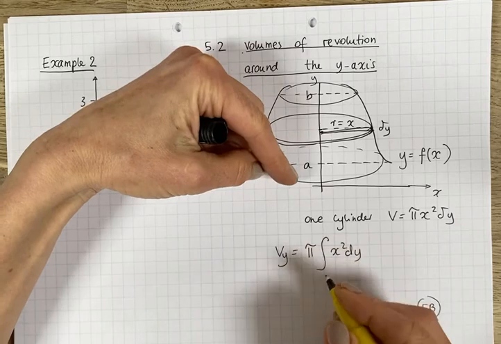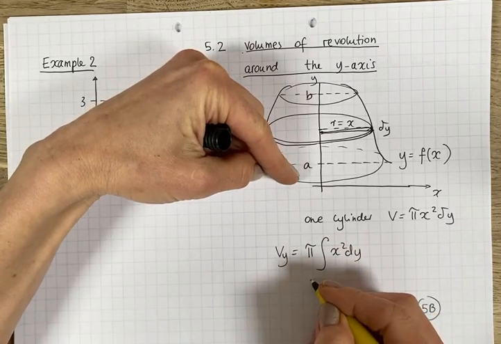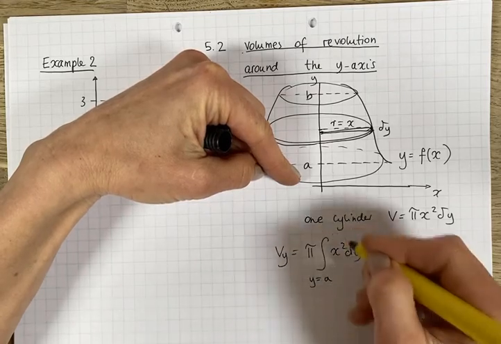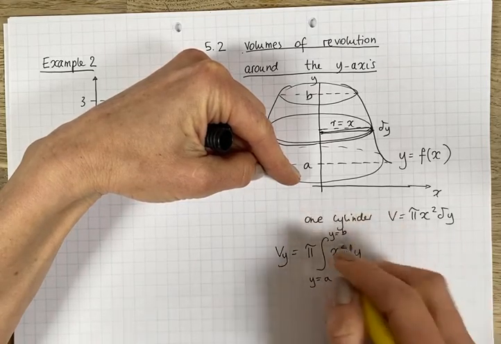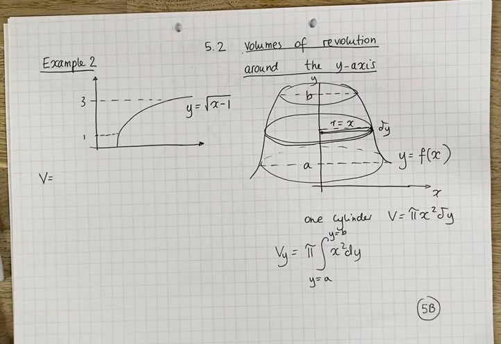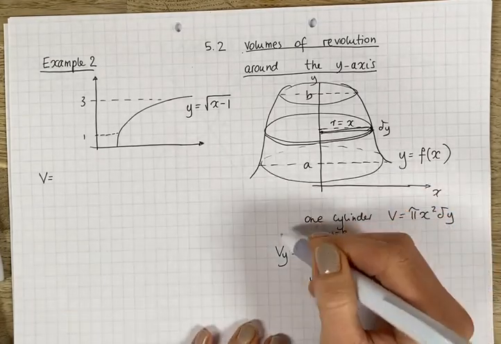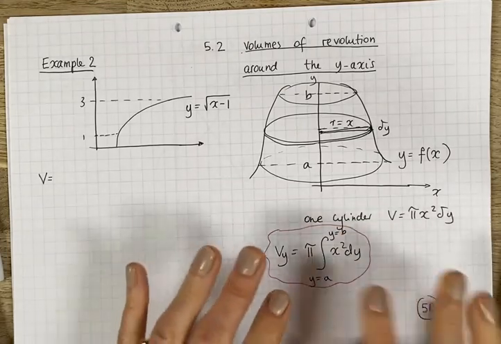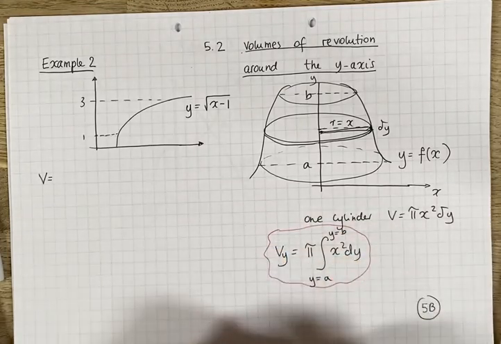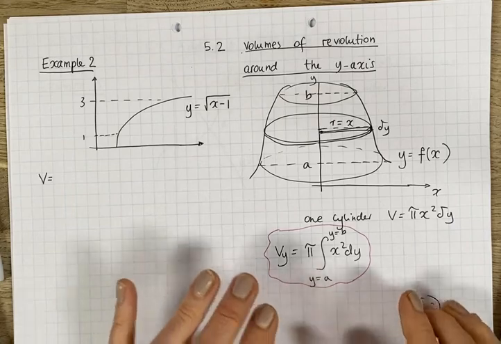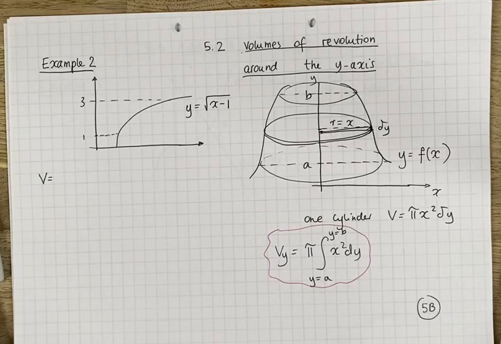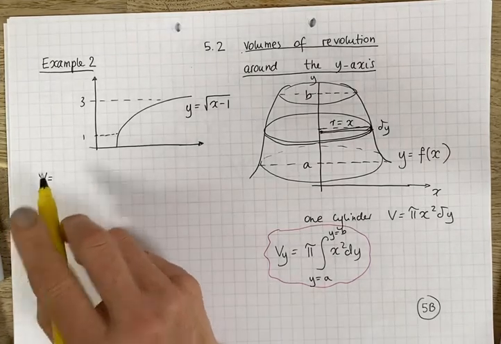Between the limits. Now the limits are the y values, so y equals a is the lower limit and y equals b is the upper limit. I wrote y over here so you don't accidentally put the x coordinates here. So really, everything that you had for the volumes of revolution around the x-axis, if you switch the x's with y's, you'll get the formula for the volumes of revolution around the y-axis. So let's see if we can do it.